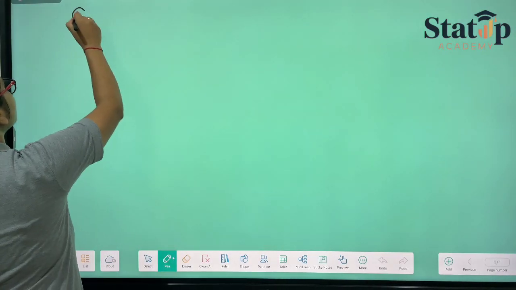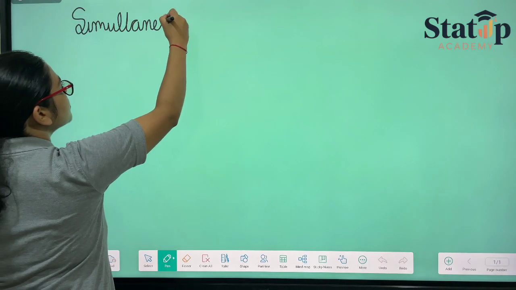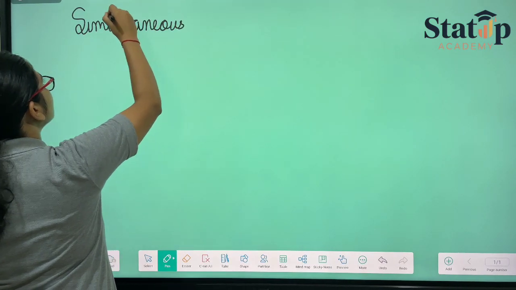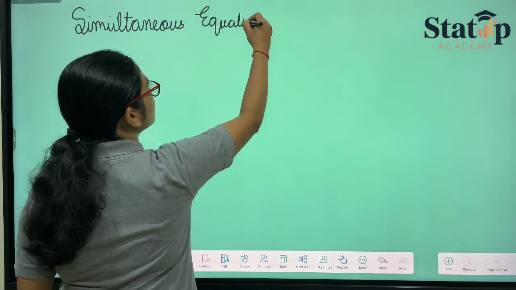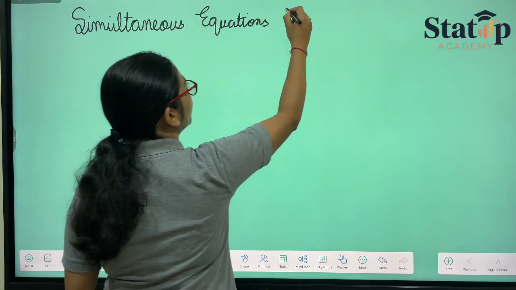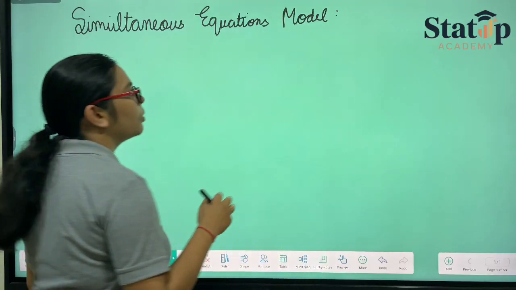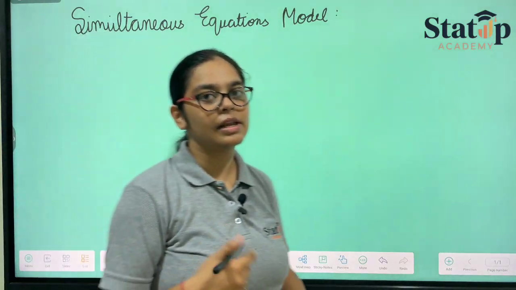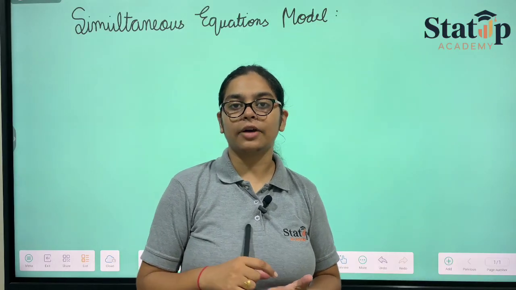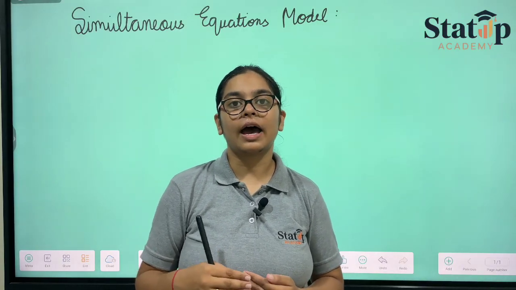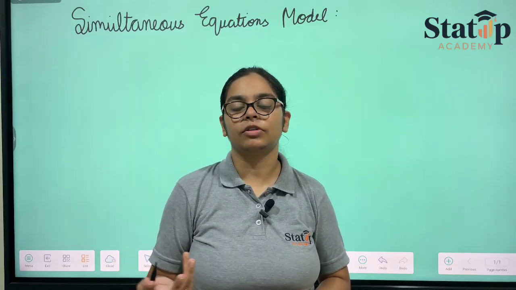So today's topic is simultaneous equations model. Now, what is simultaneous equation model? Till now, we have been covering the models which had only one equation. Now, if we have a model which has simultaneously n number of equations, then what will we do?